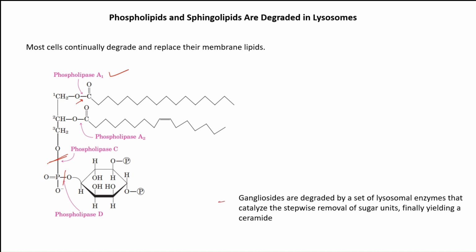Now, in case of gangliosides, it contains complex oligosaccharides. So one by one, all the sugar molecules are removed, finally yielding a ceramide. So there are multiple human diseases that occur due to abnormal accumulation of these membrane lipids if not degraded.